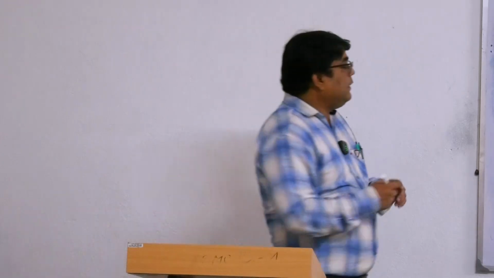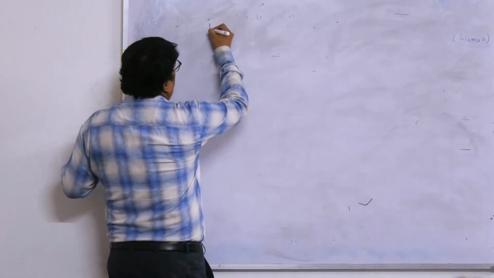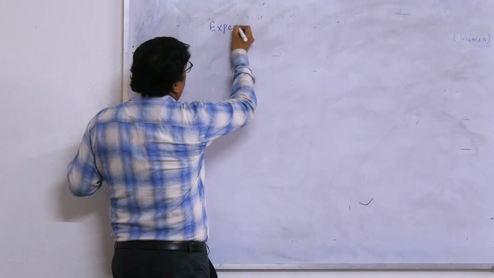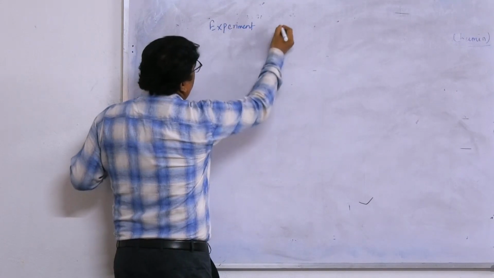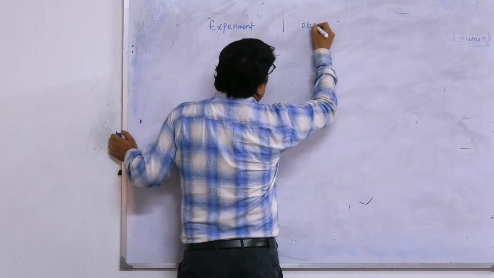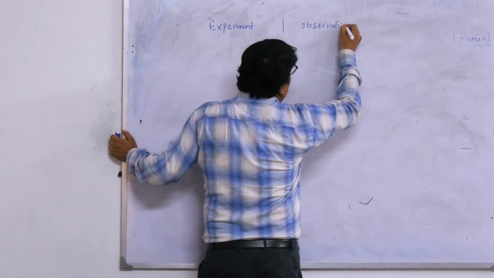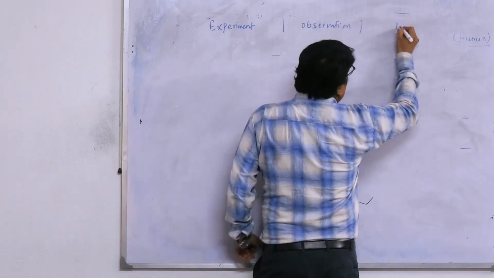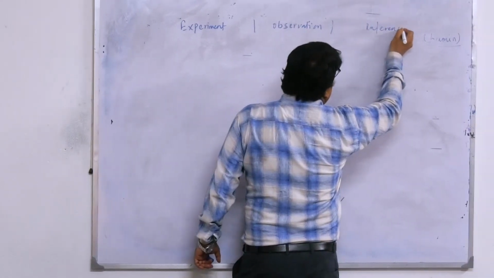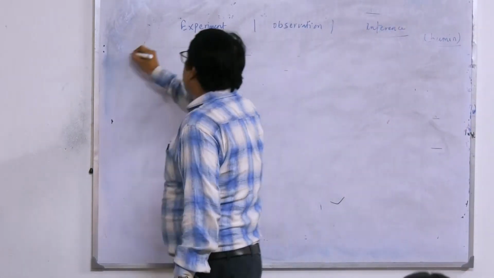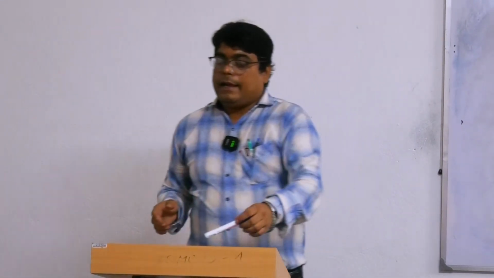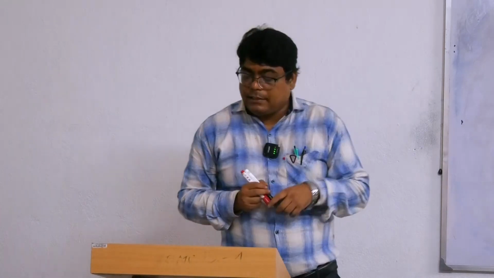Now write down the procedure. Procedure is the same. You will write in this format: first is experiment, second one observation, and lastly inference. Experiment, observation and inference.